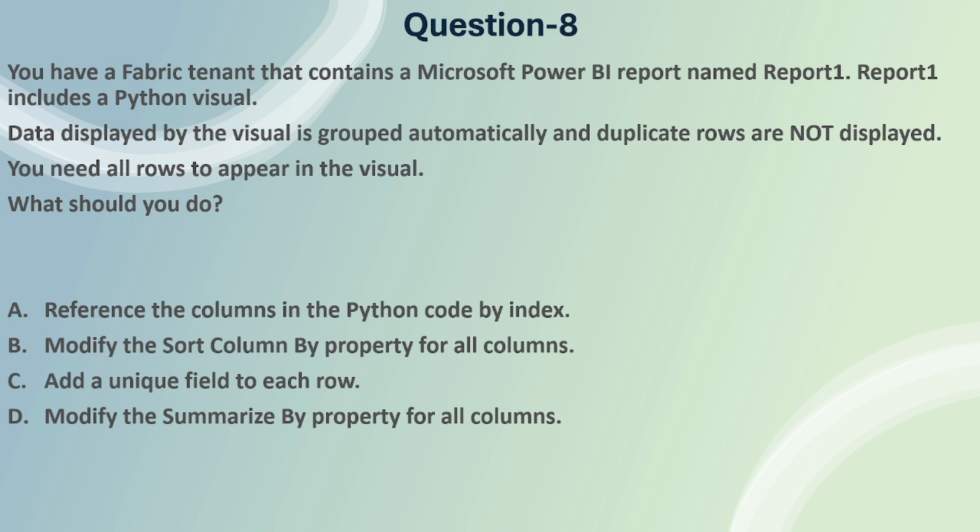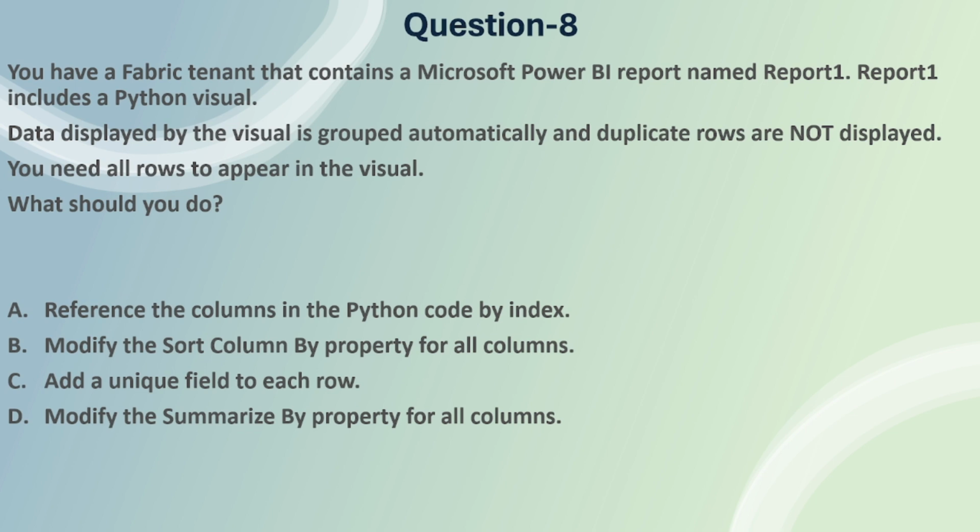Reference the column in the Python code by index, modify the sort column by property for all the columns, add a unique field to each row, modify the summarize by property for all the columns. You can pause the video and go through question 8 once again and then we will move toward the answer.